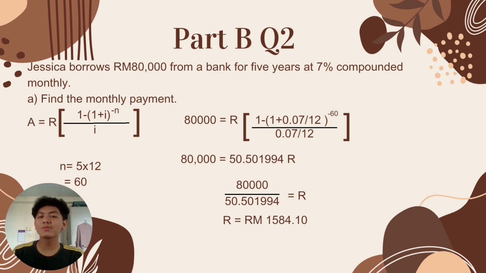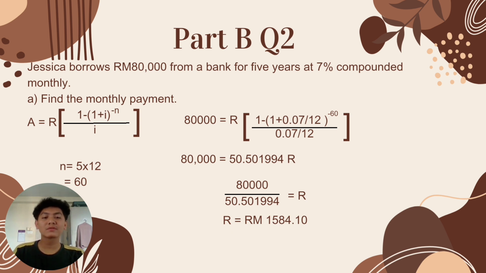So in the question, Jessica borrowed 80,000 ringgit from a bank for 5 years at 7% compounded monthly. So A, find the monthly payment. So the question is about annuity, and in this question we have to use a present value. So A will be 80,000 equal to R open bracket 1 minus open bracket 1 plus 0.07 divided by 12 close bracket power by negative 60 over 0.07 over 12 close bracket.